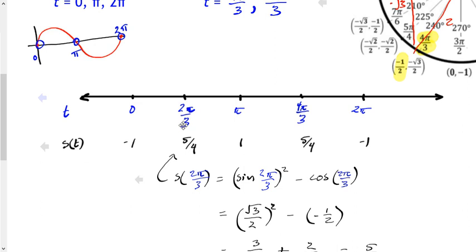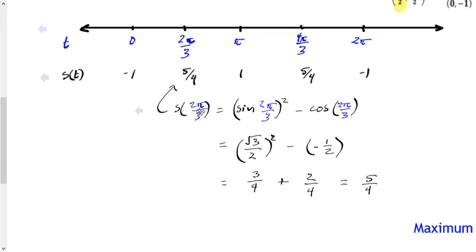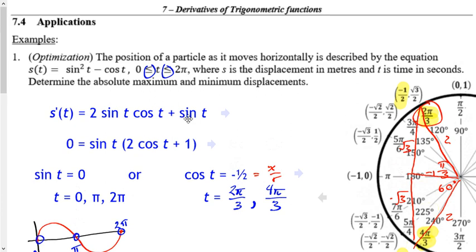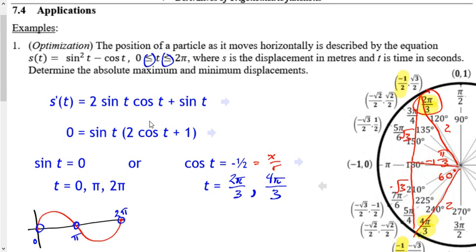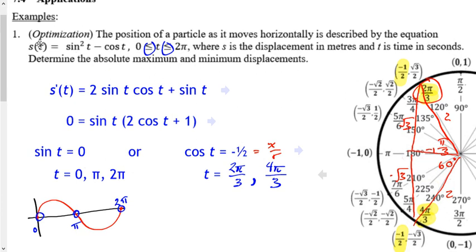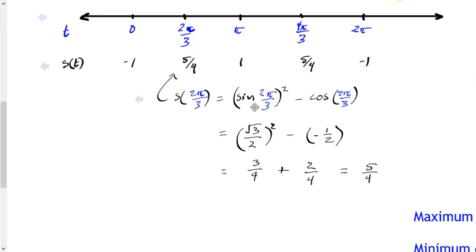If I have 2 pi by 3, and I plug that into my function, then I have sine of 2 pi by 3 all squared. This is my original function, right? So I'm not plugging it into the derivative. It's the original function up here, sine squared of t minus cos t. So here I have the sine squared of my t value, 2 pi by 3, minus the cosine of 2 pi by 3.